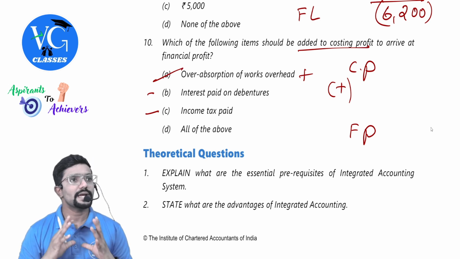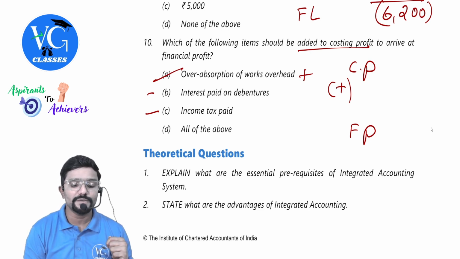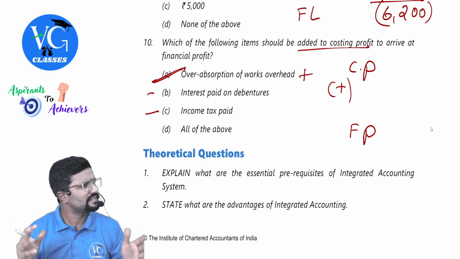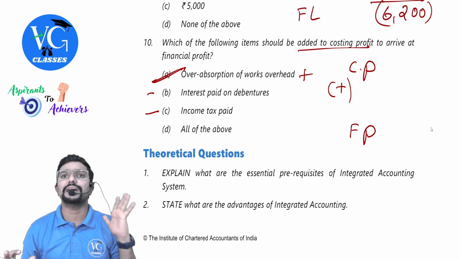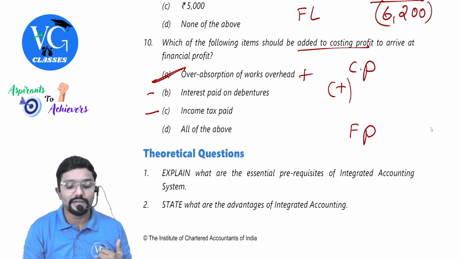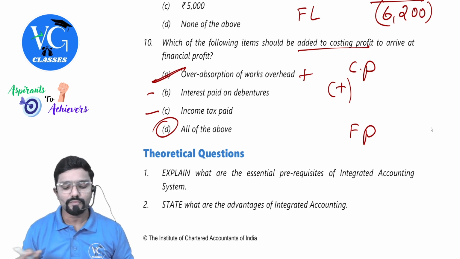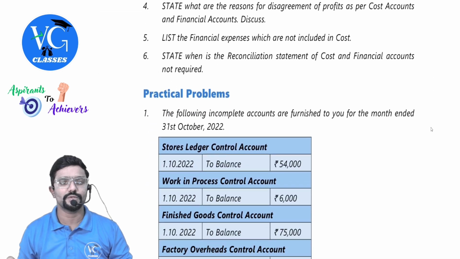Answer is A. Guys, questions, please go through all the options and decide, because as soon as you see the first option, you feel like it is the correct answer. It might be correct, but still check the other options also, especially here where all of the above was there. So I have to check the other two also once. Theoretical questions you can go through.